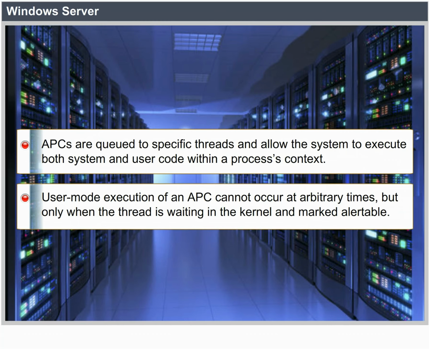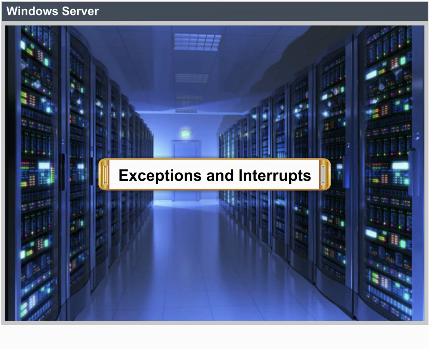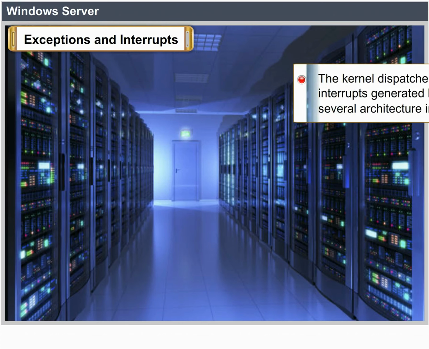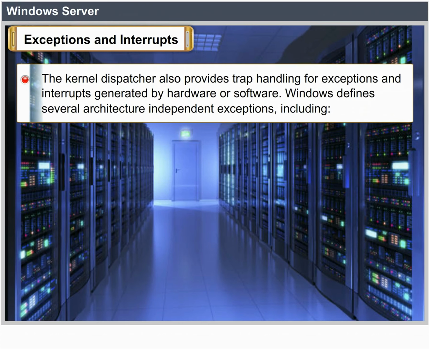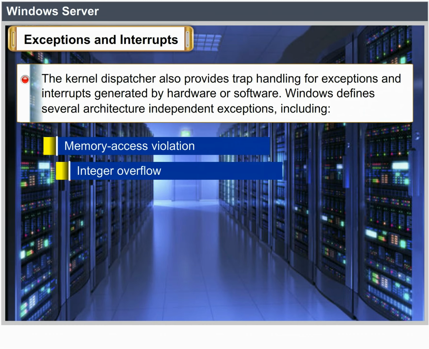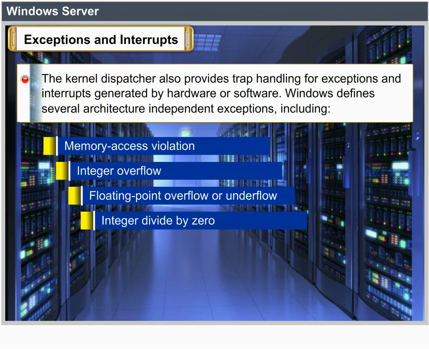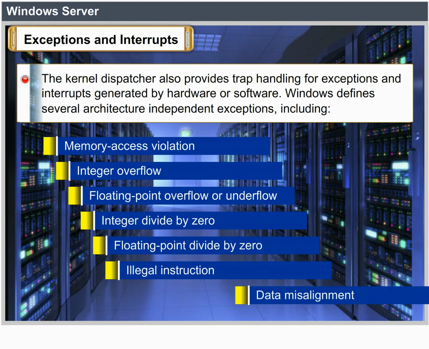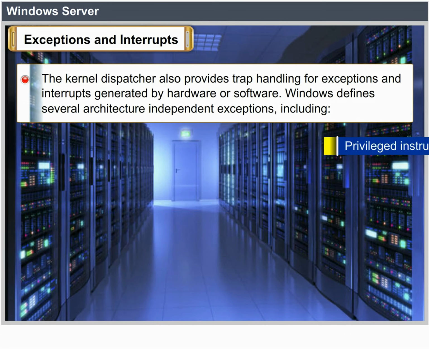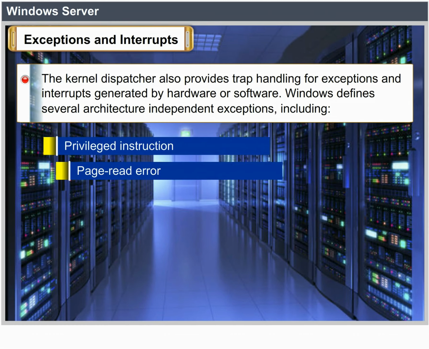Exceptions and interrupts. The kernel dispatcher also provides trap handling for exceptions and interrupts generated by hardware or software. Windows defines several architecture-independent exceptions, including memory access violation, integer overflow, floating point overflow or underflow, integer divide by zero, floating point divide by zero, illegal instruction, data misalignment, privileged instruction, page read error, access violation, paging file quota exceeded, debugger breakpoint, debugger single step.